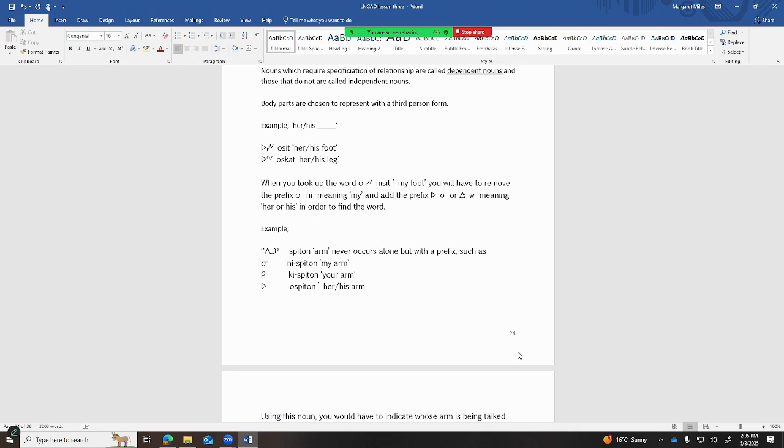Spittun, meaning arm. It never occurs alone, but with a prefix such as nispittun. Ni is added to my arm. Nispittun. Or ki, kispittun, your arm. Or uspittun, her or his arm. So you won't hear spittun. You will always hear ne, ke, or o added to the word. So using this noun, you would have to indicate whose arm is being talked about.